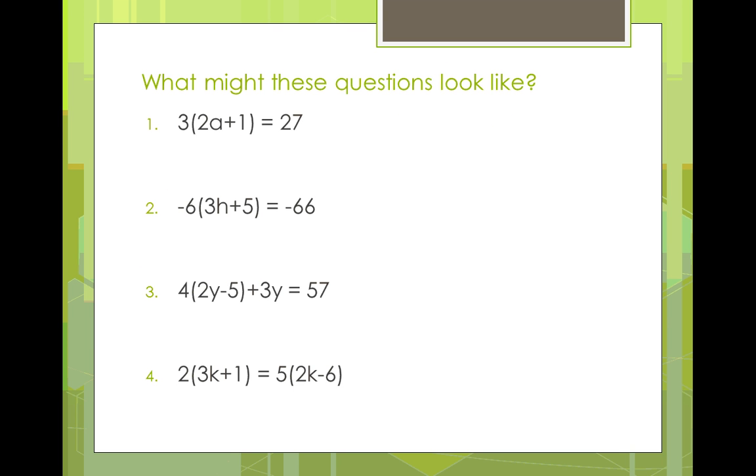Alright, first of all let's have a look at what some of these questions might look like. As you can see, the first and the second example there have a set of brackets on the left hand side of the equation. The third one's a little bit trickier because there's some brackets and some other y's that are sitting there on the left hand side, and the fourth one has brackets on both sides of the equations. So let's have a think about how we might approach these.